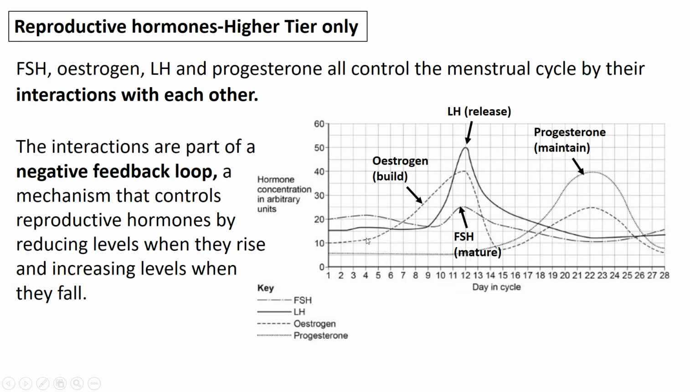And if you think about building and maintaining the uterus lining, you'll see this level of estrogen rise up to build the lining, and then estrogen is no longer needed because the lining's been built up. So we need to start increasing the level of progesterone, which maintains that uterus lining, okay? So you can see that estrogen, progesterone, LH and FSH are constantly cycling and fluctuating throughout the menstrual cycle.